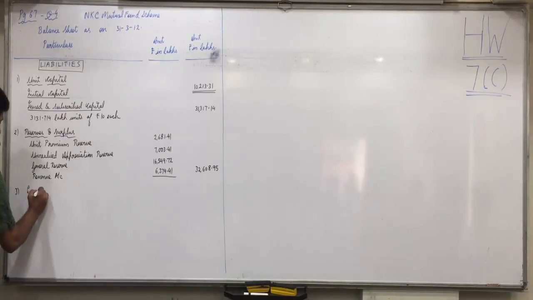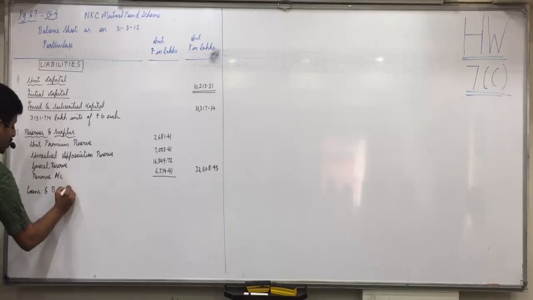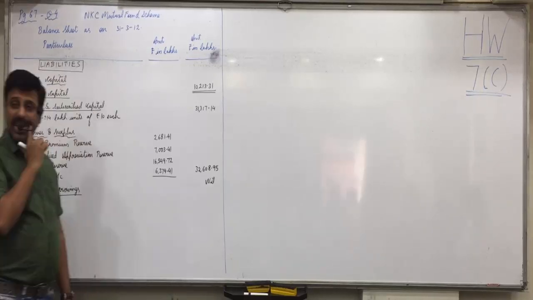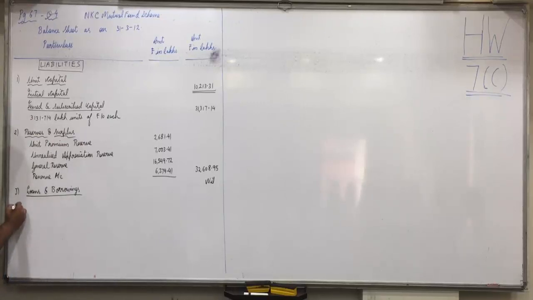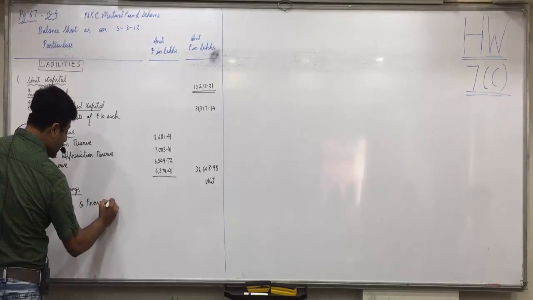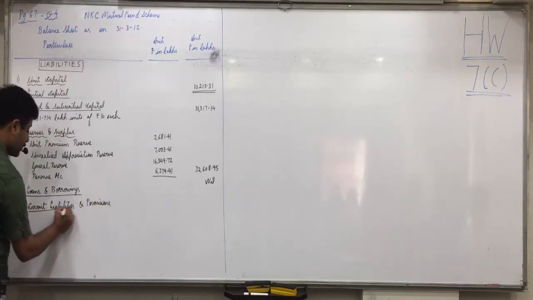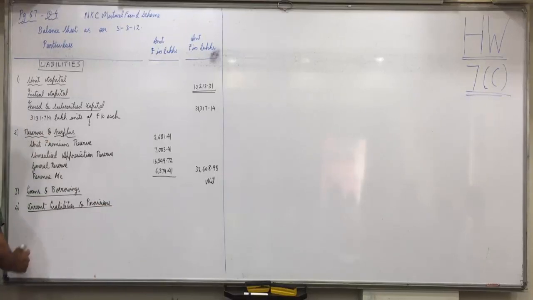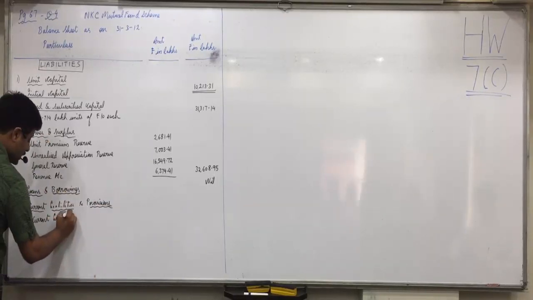Loans and borrowings. And there are no loans and borrowings. Did we mark anything as LB? So nil. Okay, there are no loans and borrowings. Directly we will have current liabilities and provisions. But within this also you have to show current liabilities separately and provisions separately. So first you write current liabilities. All the items marked as CL.